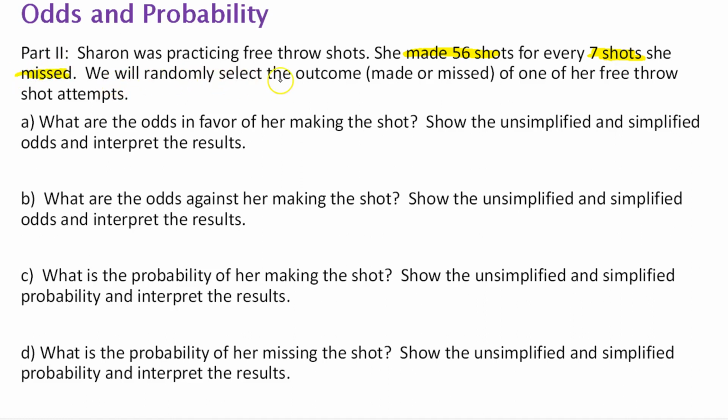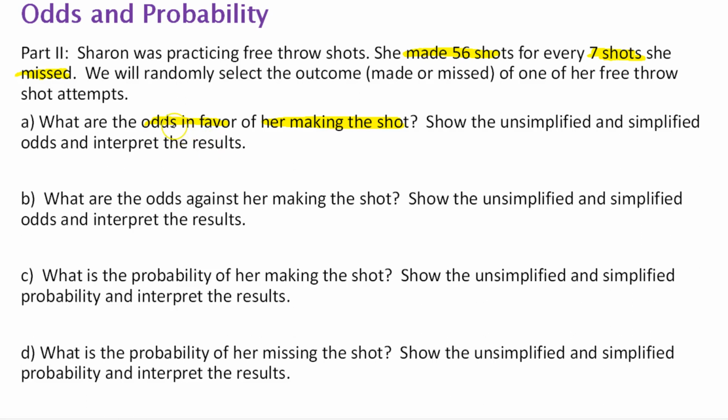We will randomly select the outcome, made or missed, of one of her free throw shot attempts. So first we're asked, what are the odds in favor of her making a shot? Show the unsimplified and simplified odds and interpret the results.